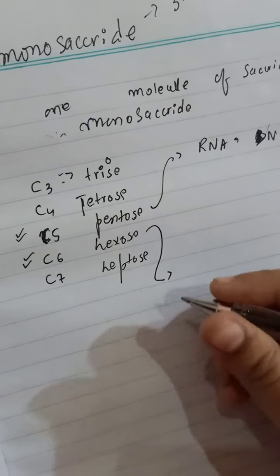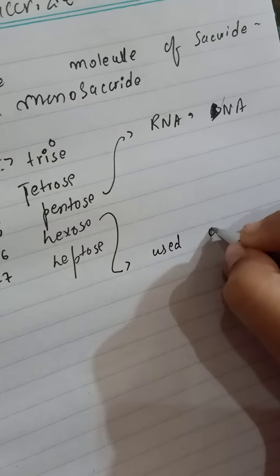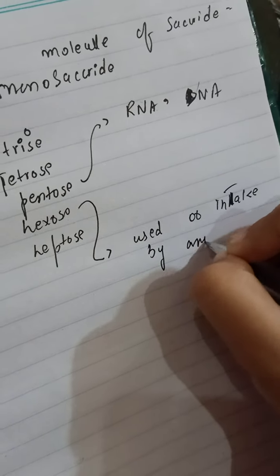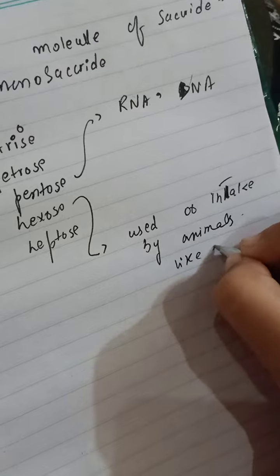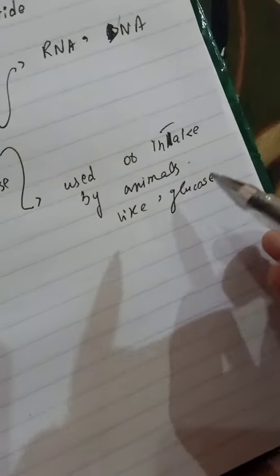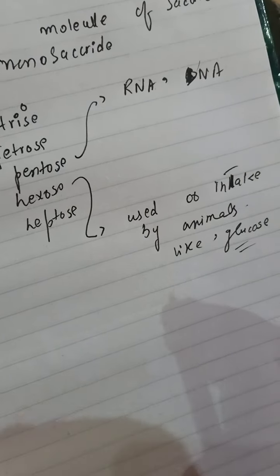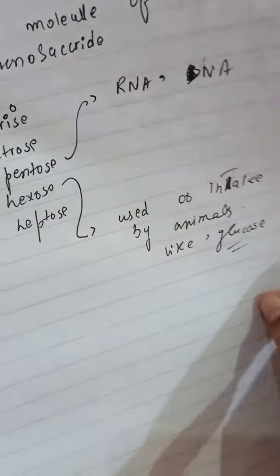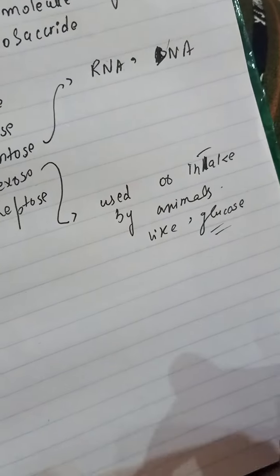Now let's talk about hexose sugar. Hexose sugar is taken in by animals, like glucose. We intake glucose from starch and other foods. Glucose is basically a 6 carbon sugar, which is hexose. We don't make glucose by ourselves; we take in glucose, while plants make their own glucose. We cannot make our own glucose, so we take it from them. So these both are important.